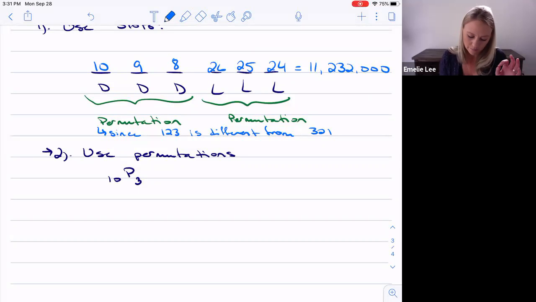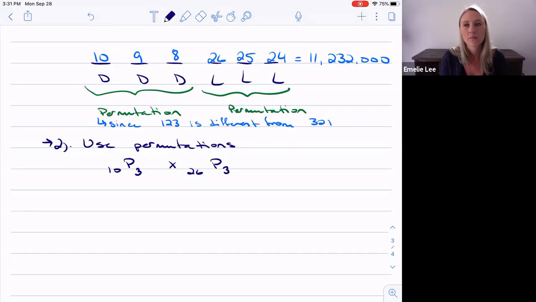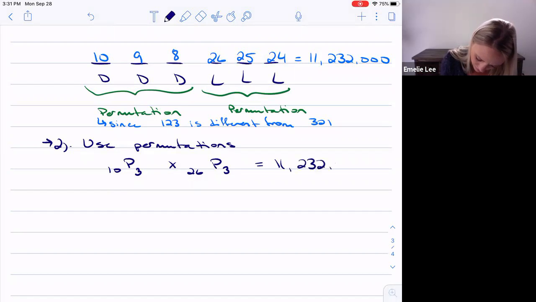So now I can use permutations, but I have to keep in mind that I've got a permutation times a permutation, right? So now I've got 10P3 times 26P3. If you try it using the formula, or probably easier on your calculator, right? You've got that P function on your calculator or Google or whatever, you're going to end up at the same results, in the 11,232,000.